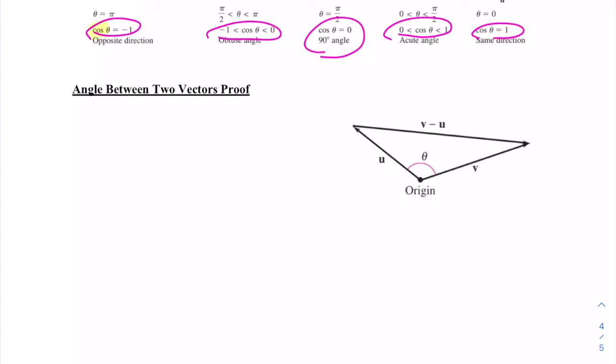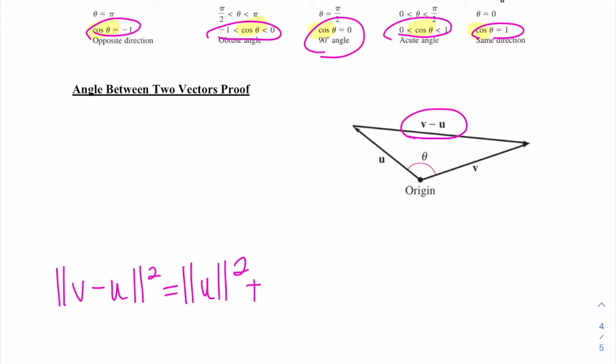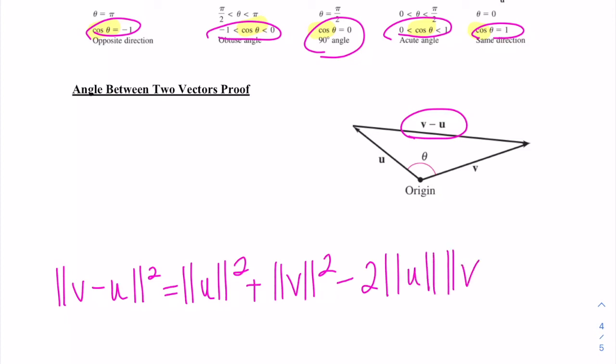Okay, now we're going to prove how to find the angle between two vectors. You may have noticed that we're using cosine a lot to solve for that angle, so we're going to use the law of cosines for the proof. Remember the law of cosines: if we have two sides and the included angle, we can find that third side. So the length of that third side, or the magnitude of v minus u squared, would be equal to the magnitude of u squared plus the magnitude of v squared minus 2 times the magnitude of u times the magnitude of v times the cosine of theta.